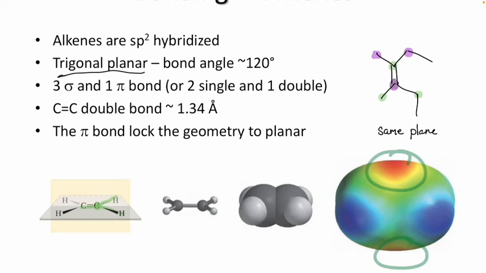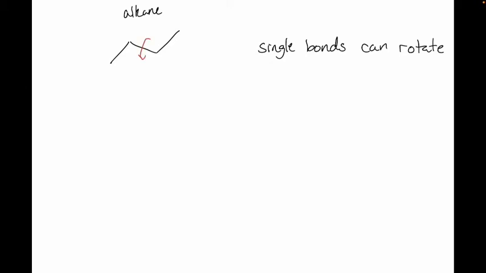The next consequence of these pi bonds is the fact that, so let's just draw this here. If we have an alkane, single bonds can rotate. All right? So we have a tendency to draw these molecules in this really big stretched out form. But actually every single one of these bonds is sitting there rotating all the time. Right? Molecules are always moving. They're always dancing around. Right?